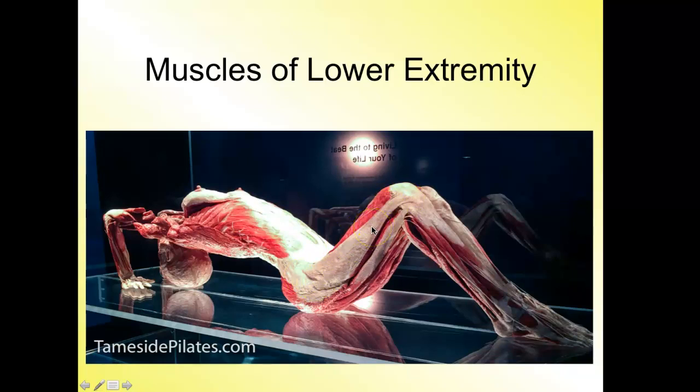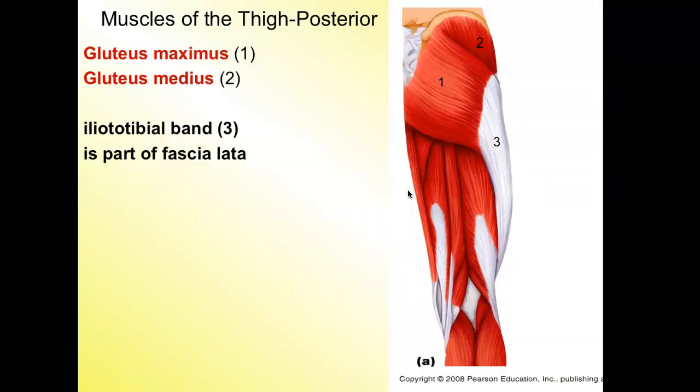So it's named after where it comes from and goes to, right? So ilio, it's arising at the ilium, and then tibial, right? So it's going to go past the knee and insert onto the tibia. It's a nice big tract. All right. So let's look at the actions of our gluteus maximus.